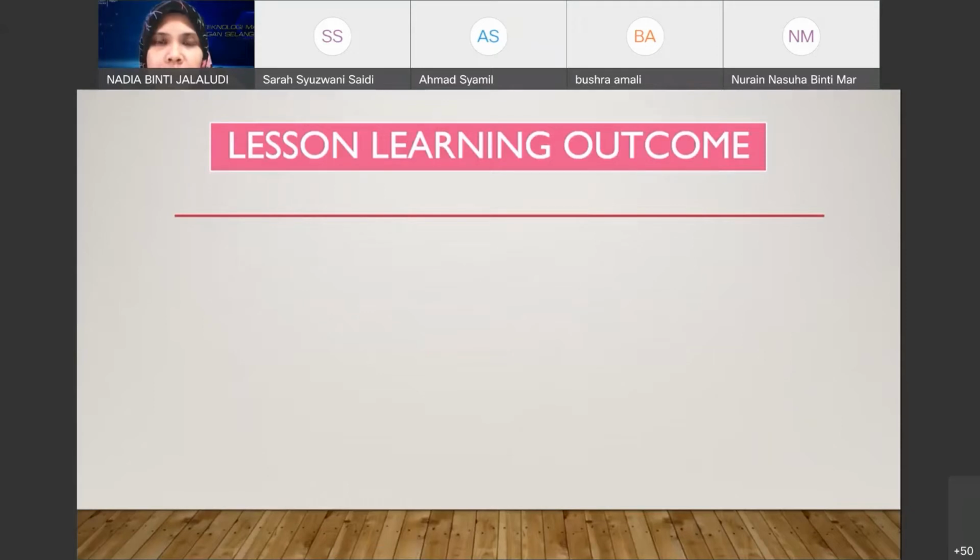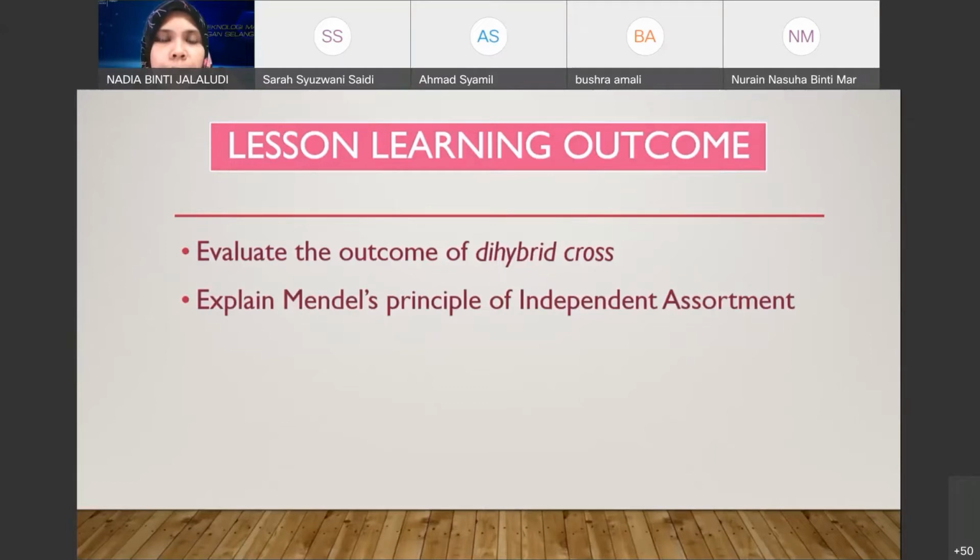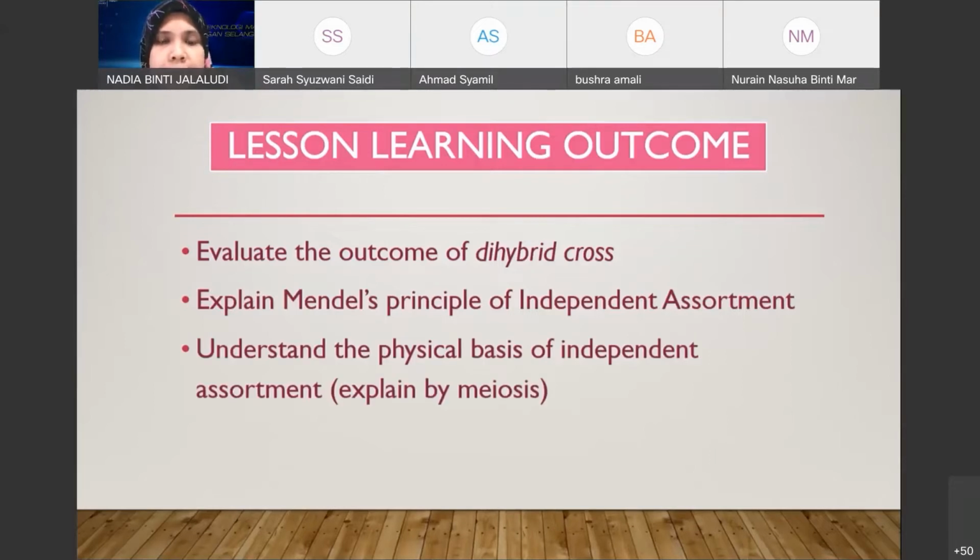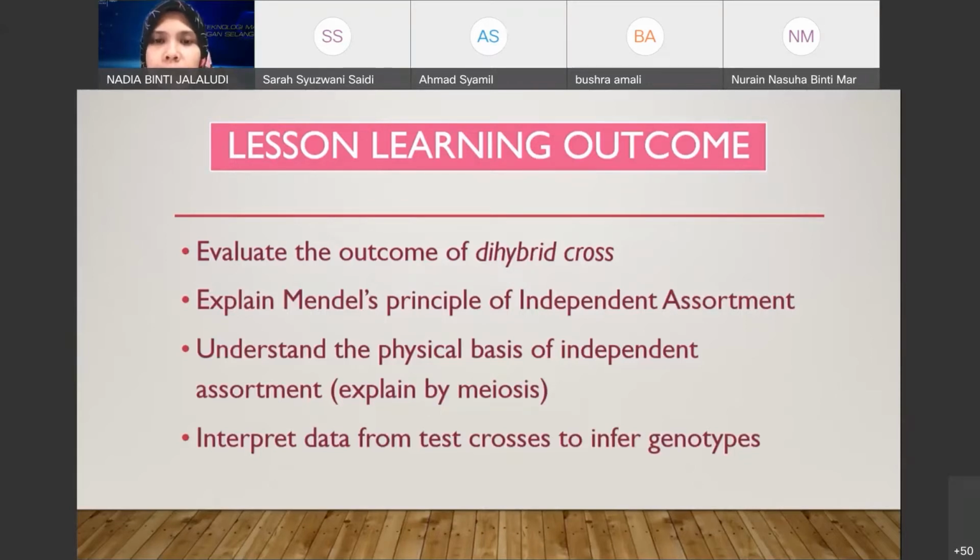So for this second law, the learning outcome is you have to be able to evaluate the outcome of a dihybrid cross. So yang tadi monohybrid, now dihybrid, and explain Mendel's principle of independent assortment. You have to understand the physical basis of independent assortment explained by meiosis. And you have to be able to interpret data from test crosses to infer genotypes. Ni macam yang tadi tu lah, kita test cross dengan homozygous recessive.